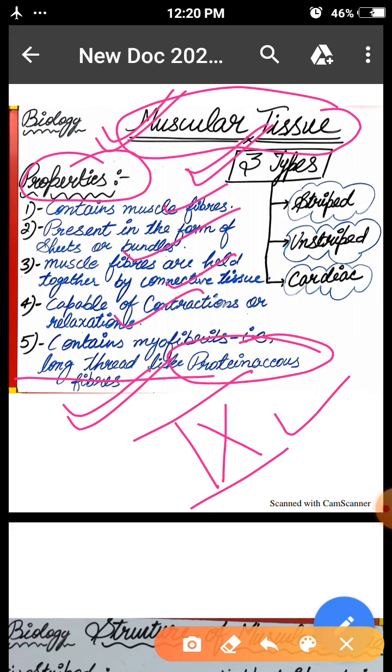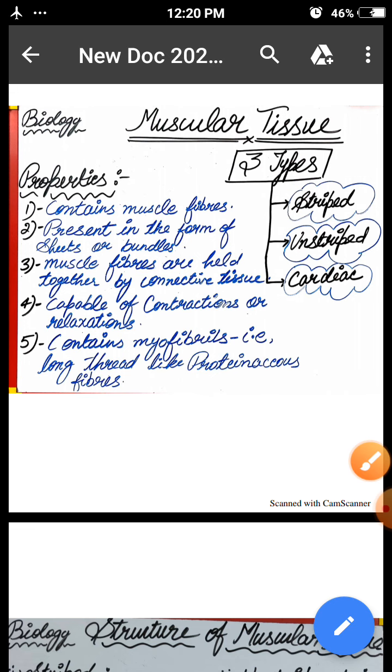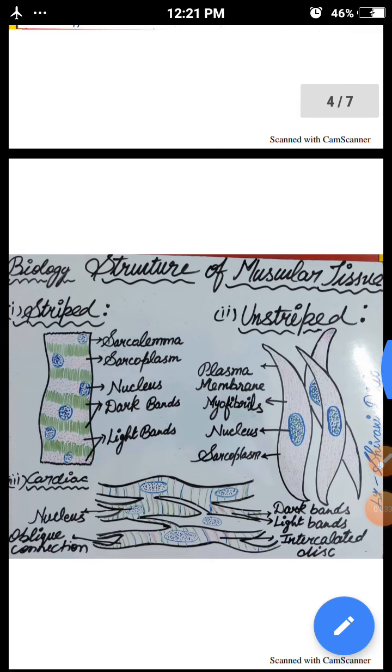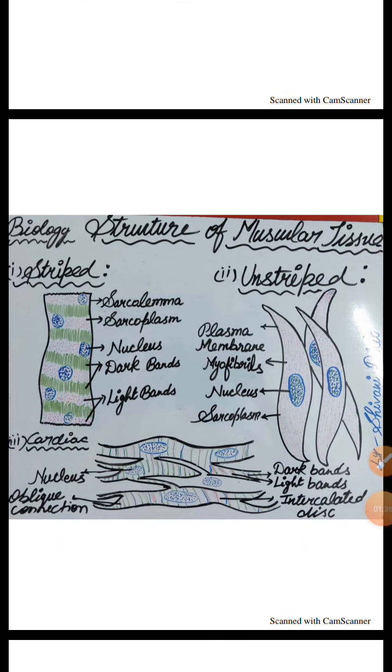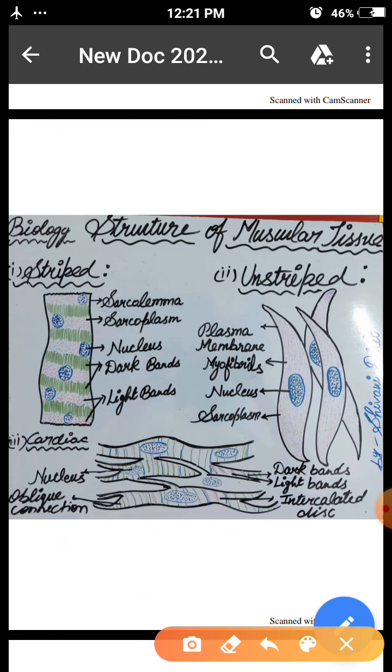Right? If we talk about the types of these muscular tissues, they are of three types: striped, unstriped, and cardiac tissues. Striped tissues are also called voluntary tissues. Unstriped tissues are also known as involuntary tissues, and cardiac tissues are the tissues related to the heart. If we talk about its structural diagrams, the structural diagram is here. We will understand one by one with the help of the diagram.